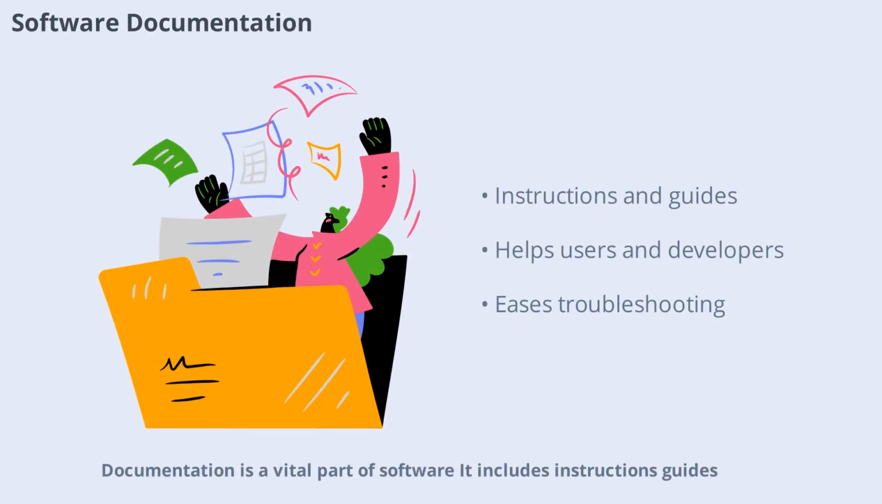Documentation is a vital part of software. It includes instructions, guides, and references that help users and developers understand how to use or modify a program. Well-written documentation makes learning new software easier and helps troubleshoot issues when they arise.